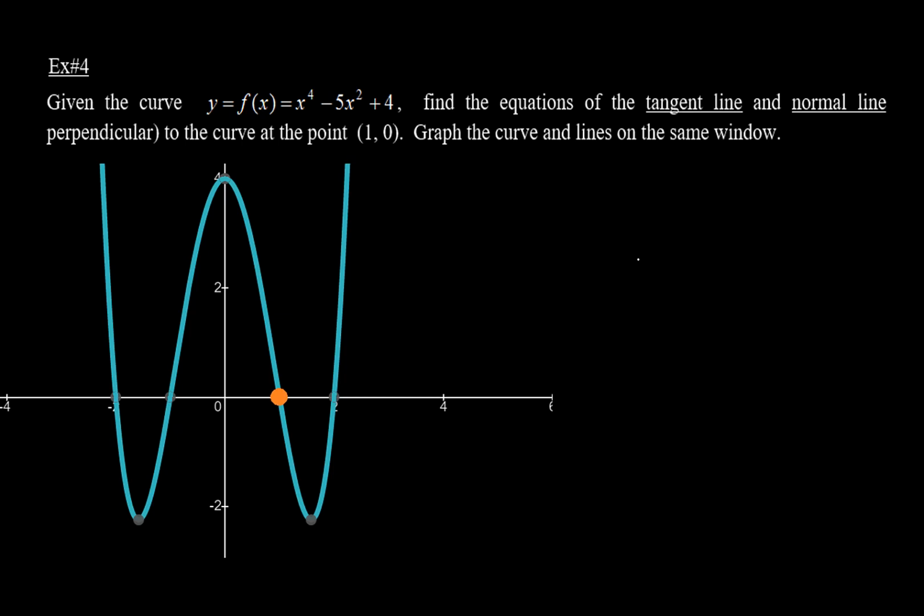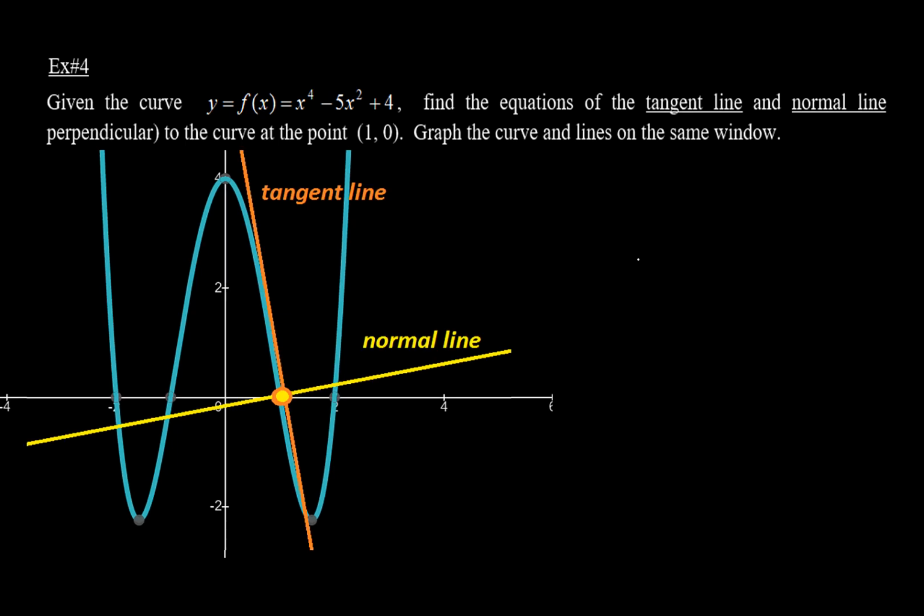Graph the curve and the lines on the same window. Well, I'm going to do the graphing first because I want you to see what it looks like. So we already know that the point 1, 0, that's right here. And if I were to draw the tangent line, that's this orange guy. And the normal line, this is a new concept, but the normal line is always the perpendicular line to the tangent. So remember how perpendicular relationships are.